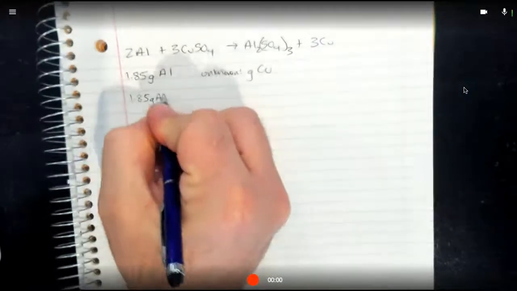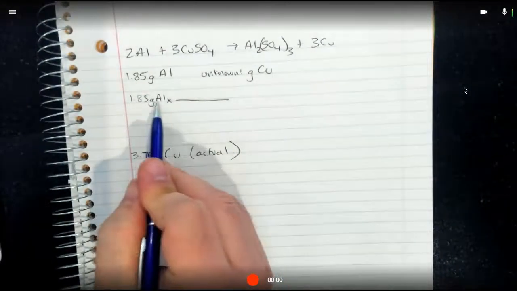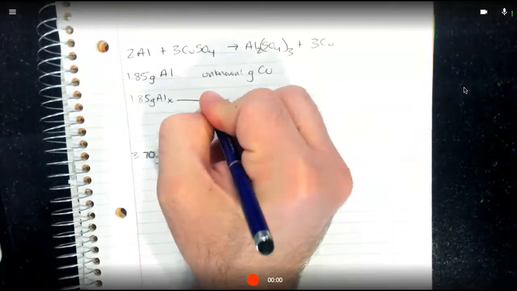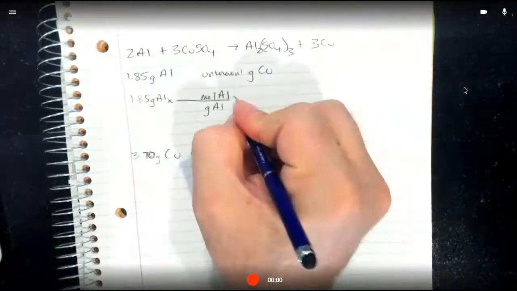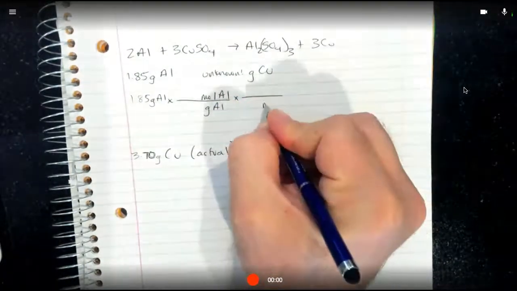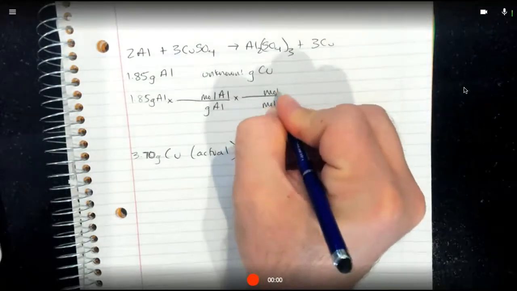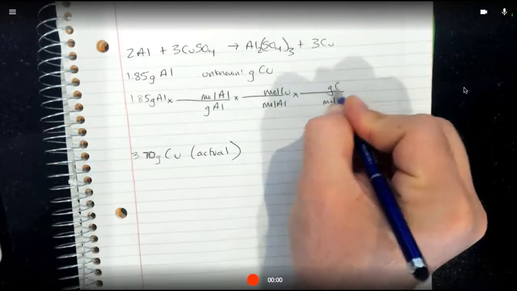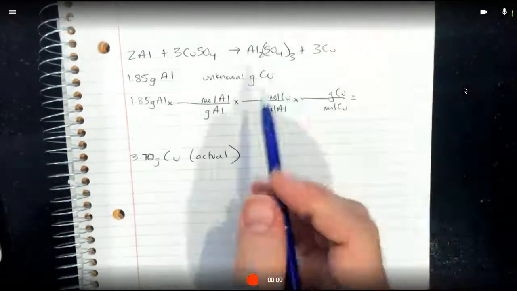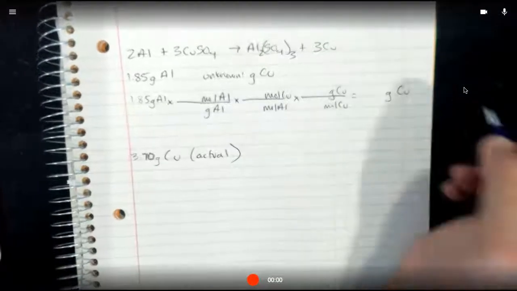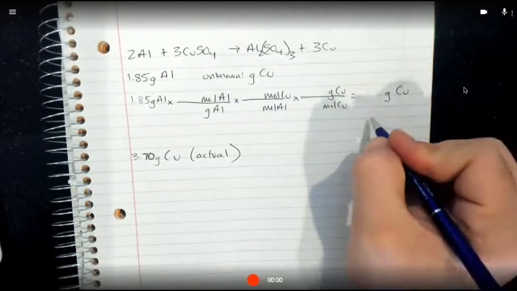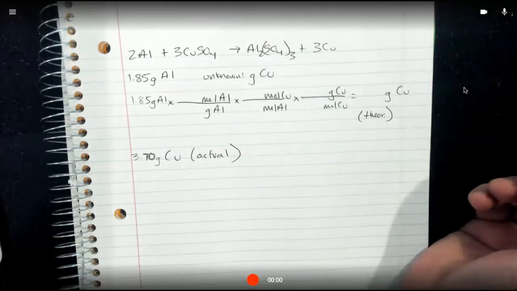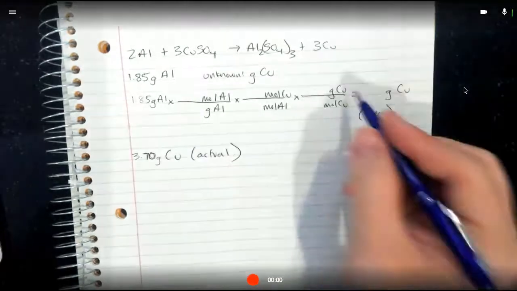So to find the theoretical, we start with our given, 1.85 grams of aluminum. Whatever this unit is, it's going to drop down to the denominator. Now we can go to moles of aluminum. From moles of aluminum, that unit drops down. We can go to moles of copper. Then from moles of copper, that drops down and gives us grams of copper. So we have set up our mass to mass stoichiometric calculation. This is going to provide us with the theoretical yield. We'll use both of these values in a moment.